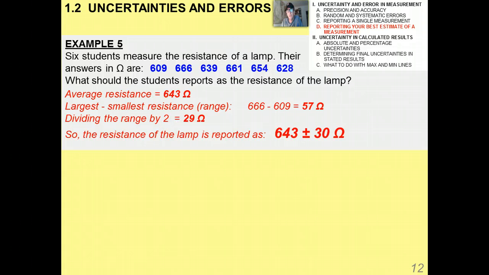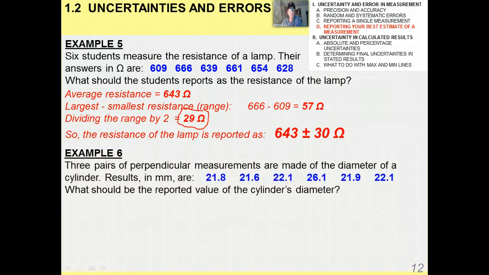The range is 57 ohms, divided by 2 is 29 ohms, okay? So the best reported value for the resistance of this lamp would be 643 plus or minus 30, not 29, because we want to have, if possible, one significant figure. If we can't have that, we want to have one non-zero digit. So it's 643 plus or minus 30 ohms is the way that we would do this, okay? The next example, why don't you try this one? Pause the video.